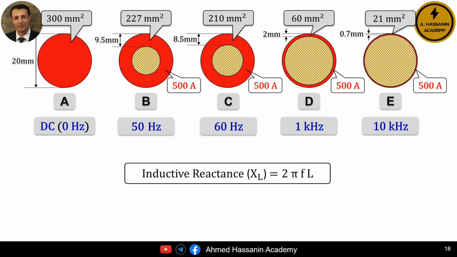The same applies if the same cable is used at even higher frequencies. For example, when harmonics are present, then the 500 amperes would be forced to flow through a cross-sectional area as low as 60 square millimeters, and so on. This, of course, leads to cable overheating and eventually cable failure.